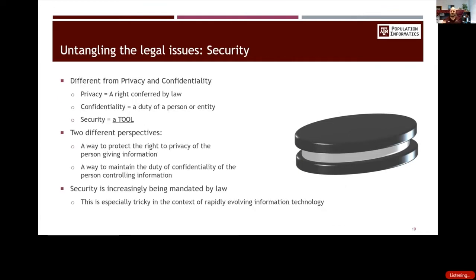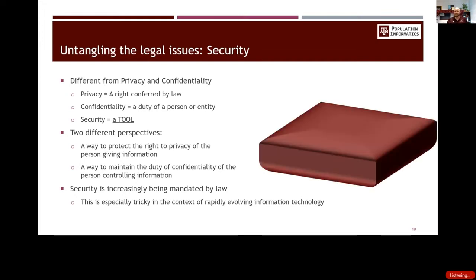Now, let's talk about something a little bit different. Let's talk about security. Whereas before, when we're talking about privacy, we're talking about a right that an individual has that's conferred by law. When we're talking about confidentiality, we're talking about a duty that a person or entity has to protect information. When we're talking about security, we're talking about a tool, right? And so with our cookie analogy here, security is the wrapper. It's the wrapper that bounds the privacy and confidentiality and the data.